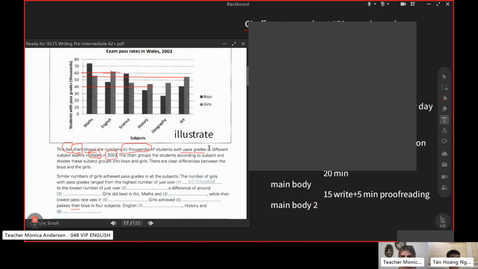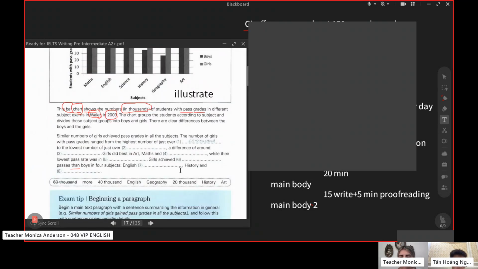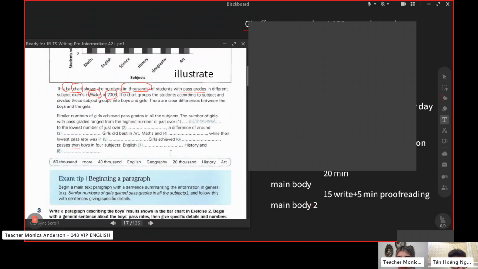Question. I think the example sentence is similar numbers of girls against pass rate in other subjects. Do we have any questions? It has the same meaning with this sentence. We can find. Okay, so you don't know.